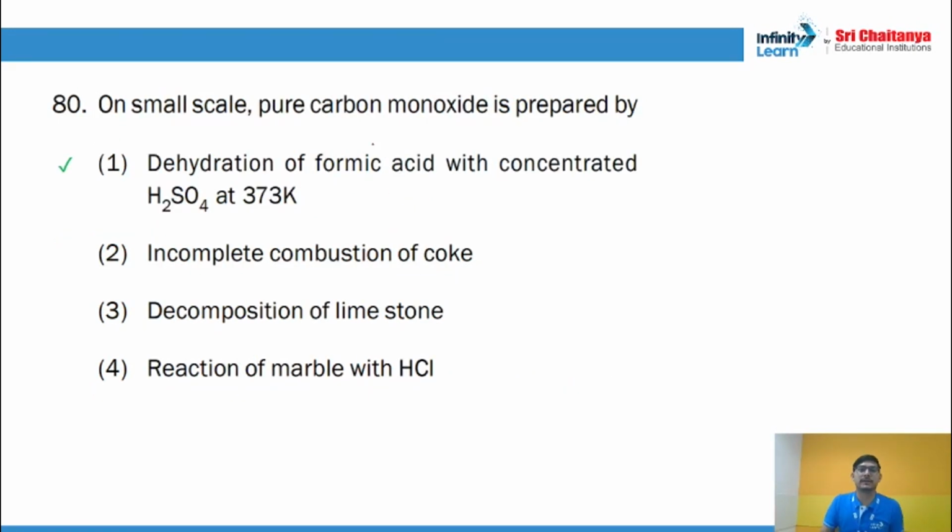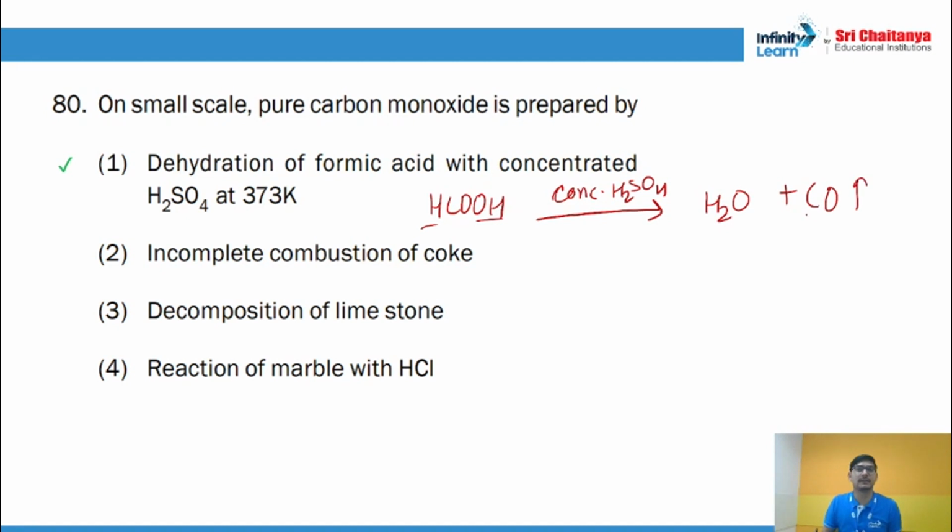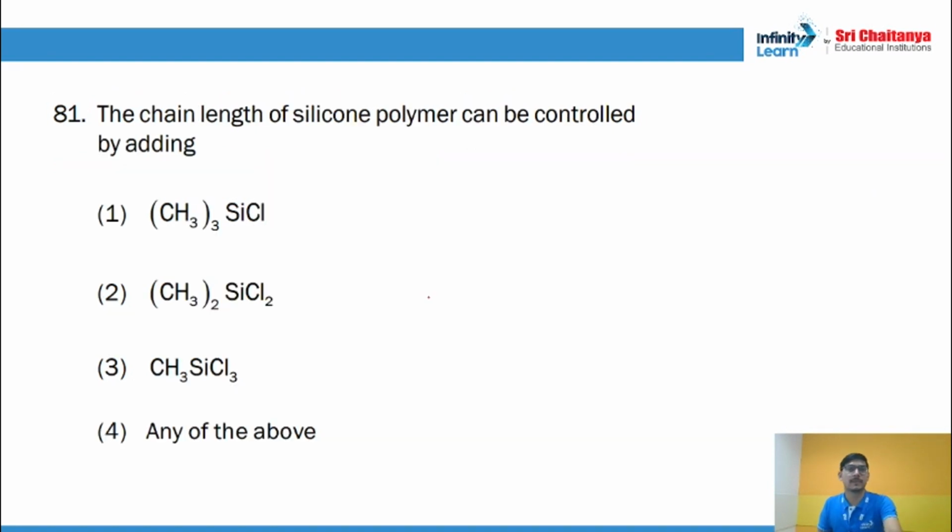On a small scale, pure carbon monoxide is prepared by the dehydration of formic acid. Because conc. H2SO4 has a high affinity for water, if you mix concentrated H2SO4 with formic acid, it will take out water from it. What will be left behind is carbon monoxide gas. On a small scale, in the laboratory, we prepare it like that. So this becomes a correct answer.